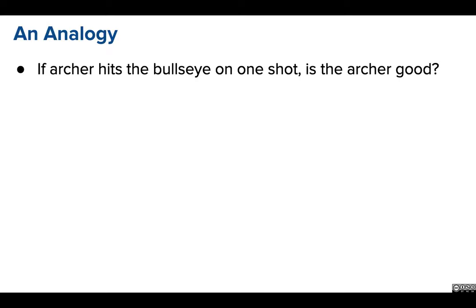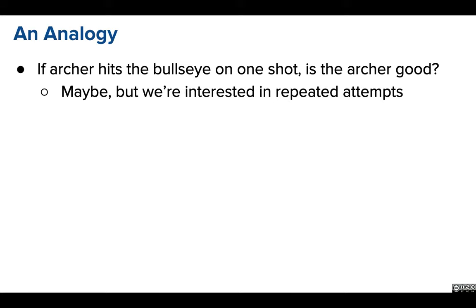As with all analogies, there's some limitations on how far you can push it, but I'm just trying to give you an intuitive feeling for what an estimator is, what bias and variance are. So the question here is that if I have an archer and she hits the bullseye on one shot, would we say that the archer is good? Well, maybe, but maybe not, because maybe the archer just got lucky on that one time. So what we're really interested in to tell whether an archer is good or not is if he or she can hit the bullseye every single time, or at least most of the time, on repeated attempts.